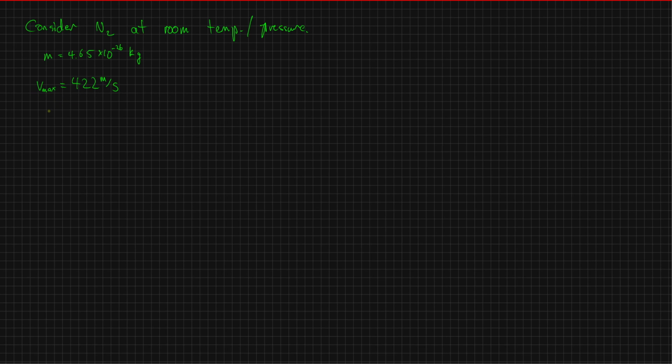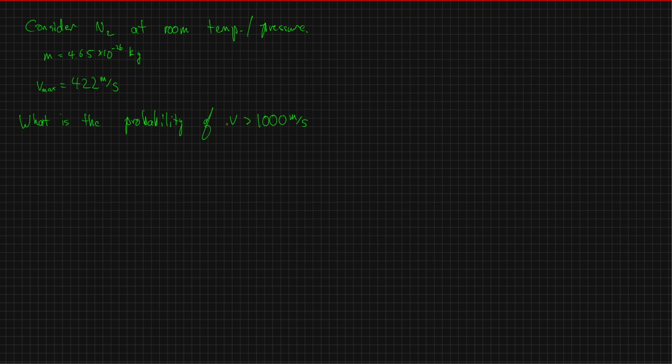We want to find what the probability is of a molecule being at some speed or greater than it, or in some range. That's a more useful question to ask. So let's ask the following question: what is the probability of V being greater than, for example, 1,000 meters per second?